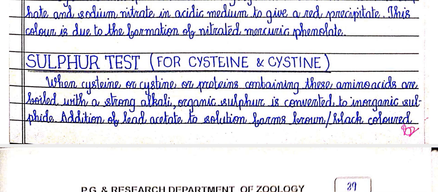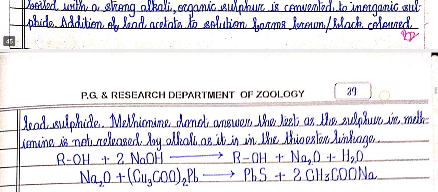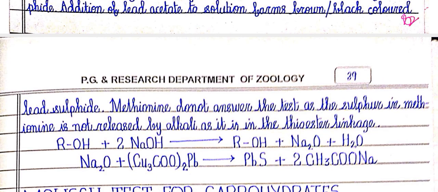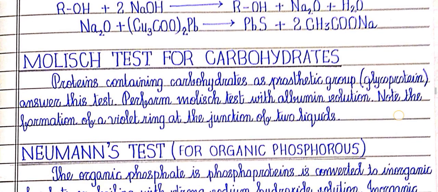Then sulfur test for cysteine. Cysteine or cysteine-containing proteins are boiled with a strong alkali. Organic sulfur is converted to inorganic sulfide. Addition of lead acetate to the solution forms brown or black colored lead sulfide. Methionine does not answer the test as the sulfur in methionine is not released by alkali, as it is a thioether linkage.